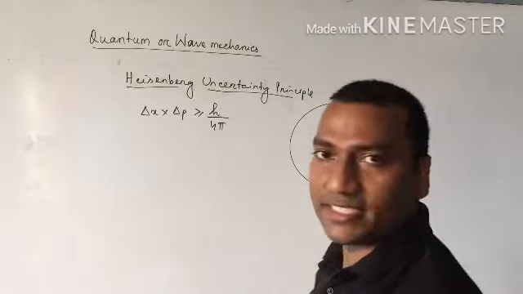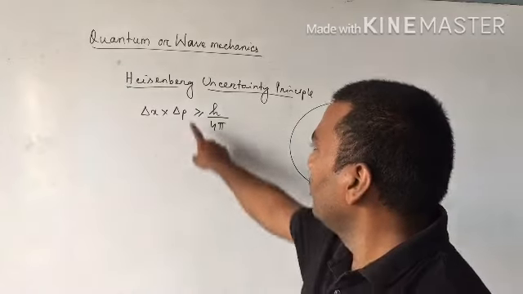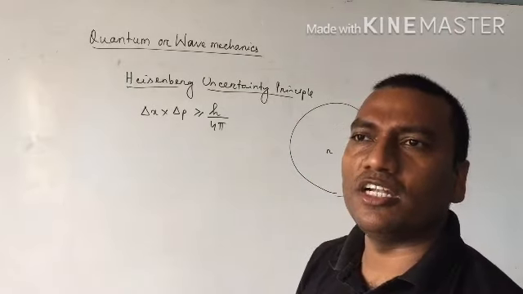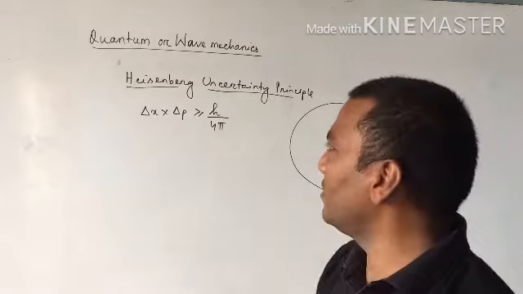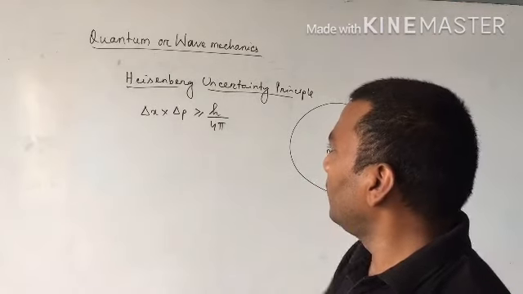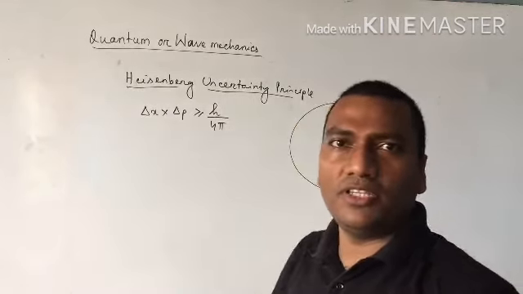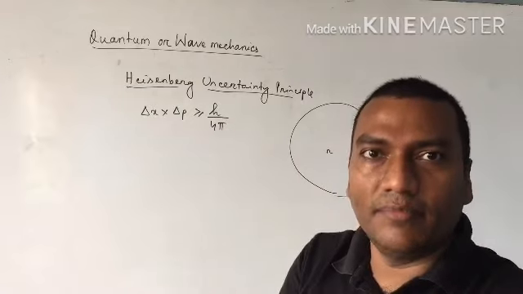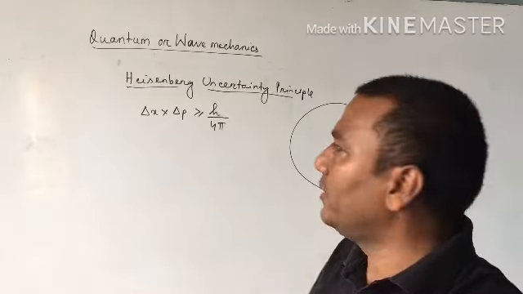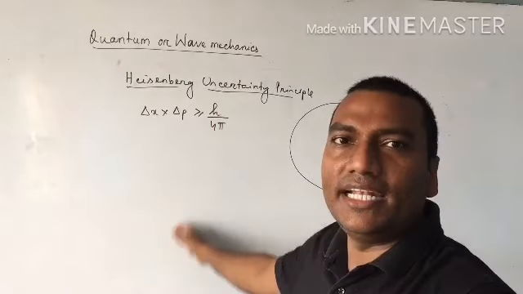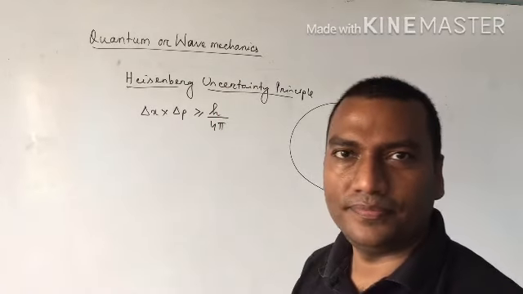Delta x is the uncertainty in position, the distance. What is delta p? Uncertainty in momentum. Sir, why is the name uncertainty given? Because if delta x is calculated with 100% certainty, meaning accurately, then the delta p value will be 100% uncertain.